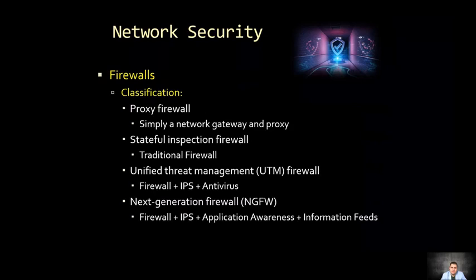We can classify firewalls in these categories: proxy firewall, stateful inspection, unified threat management, and next generation. So let's color it up a little bit, and this is how we can see it. The proxy firewall is sometimes called an application firewall, which is just a proxy or a gateway basically.